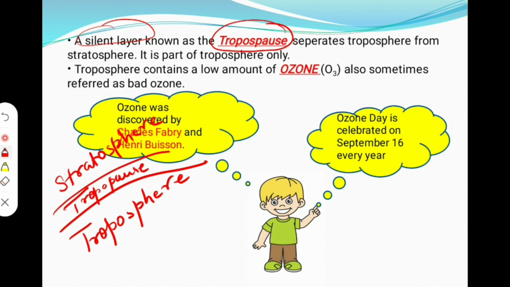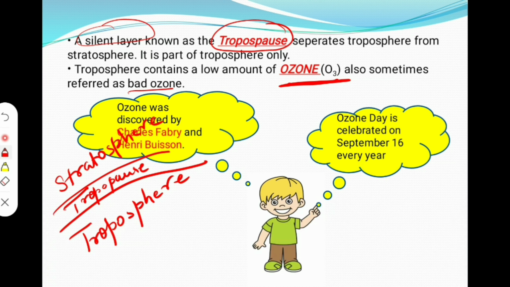Okay, and this troposphere also contains a small amount of ozone. This is also known as the bad ozone because it is not at all beneficial to us. It does not protect us from the UV rays like the ozone present in the stratosphere, which protects us from the UV rays, so it is known as the good ozone. But the ozone present in the troposphere does not help us at all, but rather it is harmful for plants and different organisms, because ozone is not good for inhaling.